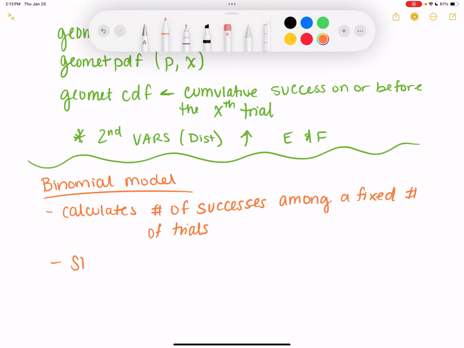This still requires Bernoulli trials. Meaning basically it's got to follow all those same things, the independence condition or 10%, the two possible outcomes, and the probability of success is constant, meaning it can't change from one trial to the other.